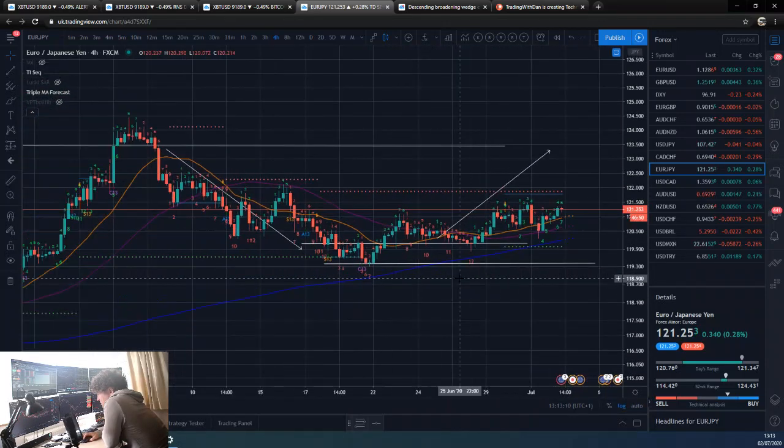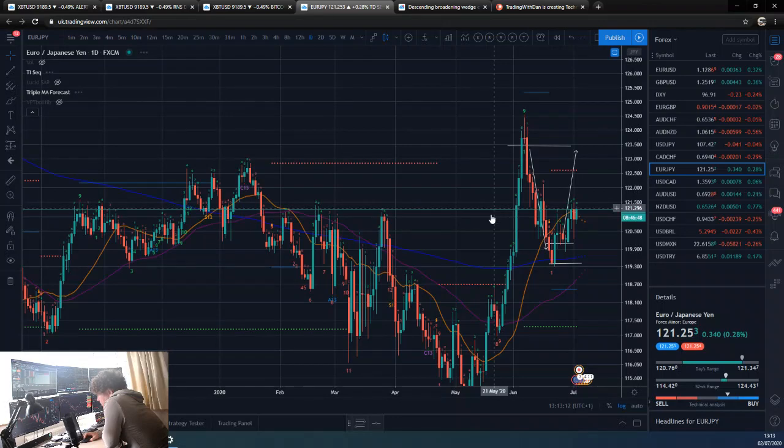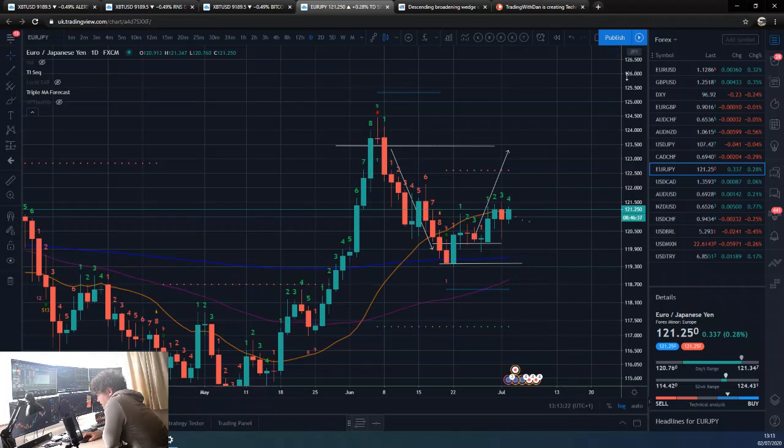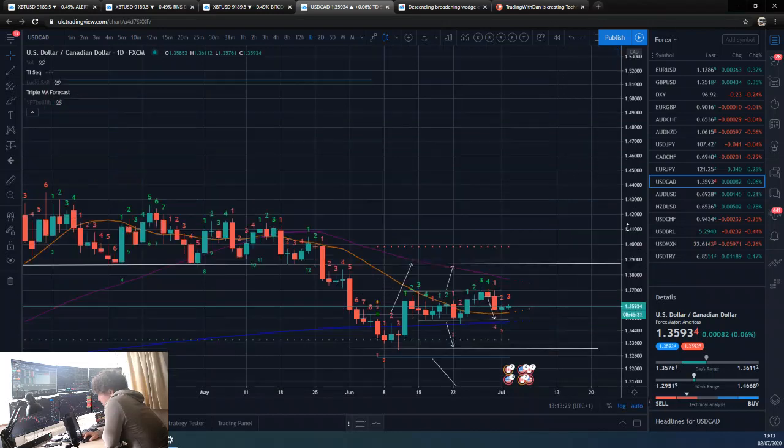We can just go back to the daily and look at it. If you had to pick one, you'd say we'll come back and test the 200 day. But if we close and hold above the 21, then I guess we just get guided up by the 21, and then we get the golden cross eventually. US dollar, Canadian dollar.